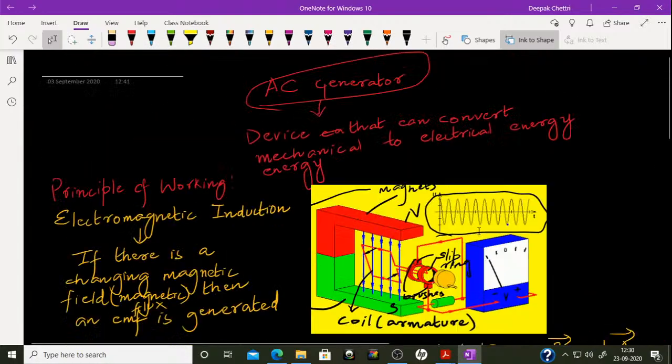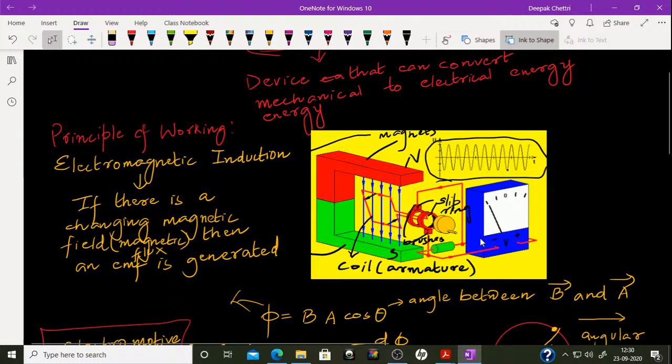Now even this coil here, this red coil that you see inside this magnet piece, is moving in a circular motion. You will not be able to see it now, but if I show you this animation, just look at this animation and you will see.